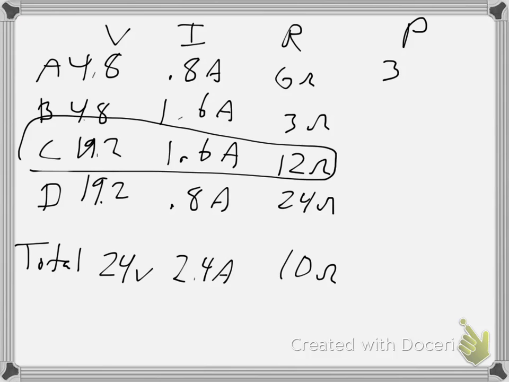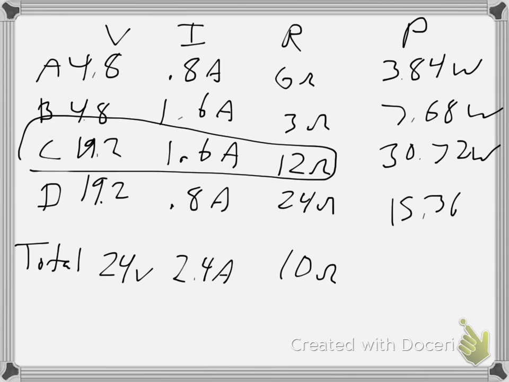So the first one will be 3.84 watts. The second one will be 7.68 watts. We saw the third one a while ago. It was 30.72 watts. And our last one will be 15.36 watts. So to determine the brightness, all we have to do is rank these in the order of their power, which will be C, D, B, A.